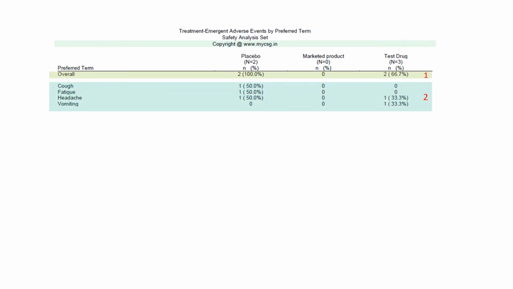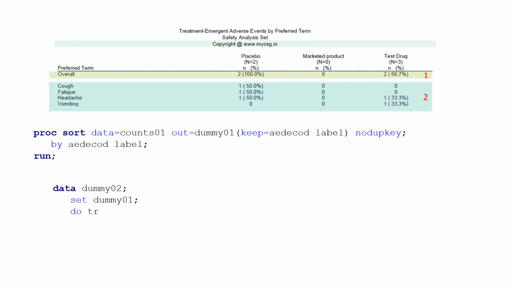We then combine the counts for the first and second sections. We can achieve this by appending datasets using the SET statement of a data step. We then process further to populate zero counts for events which are not present in a specific treatment. This can be achieved by fetching a unique list of preferred terms and creating a row for each treatment for each preferred term. This can then be merged with actual counts and populate zero counts for an event which is absent in a treatment.